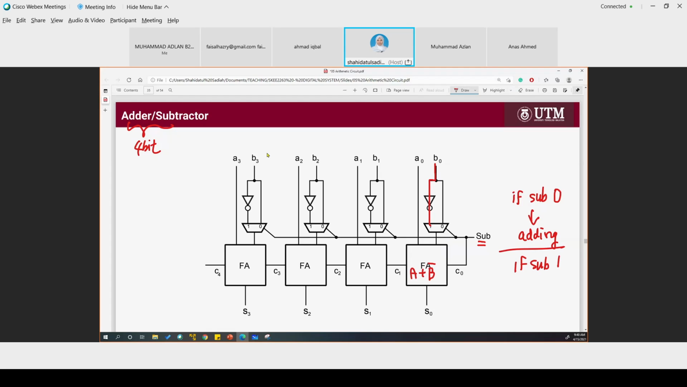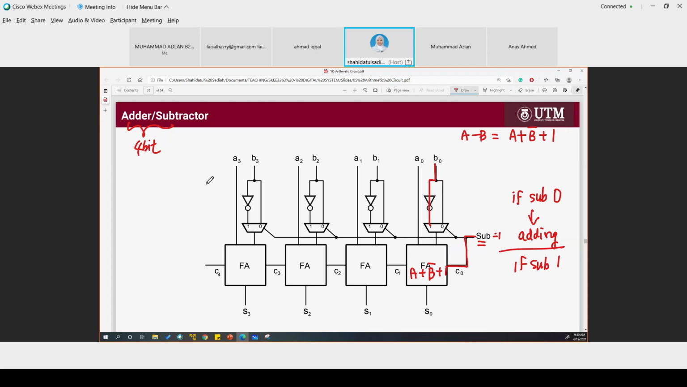And then, remember, A minus B is equal to A plus B bar, or B prime, plus 1. So here in the full adder, we have A plus B bar when sub is 1. And the sub is also connected to C0 here, the third input of the full adder. So here we have plus 1. So that is how we do the subtraction for this circuit. Right? Hope that is clear.